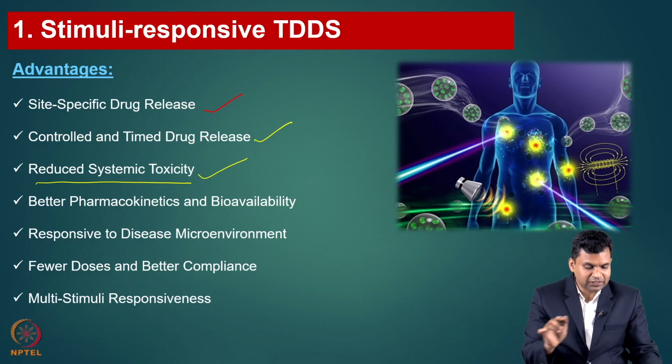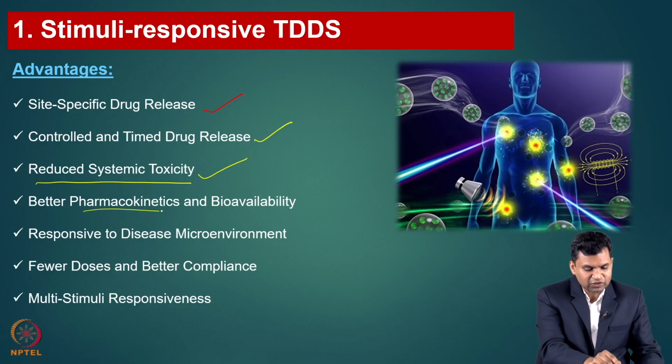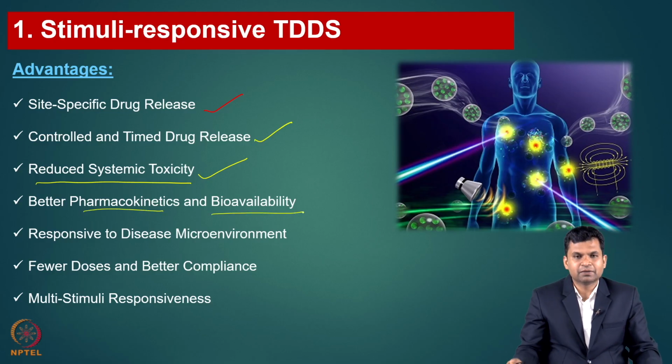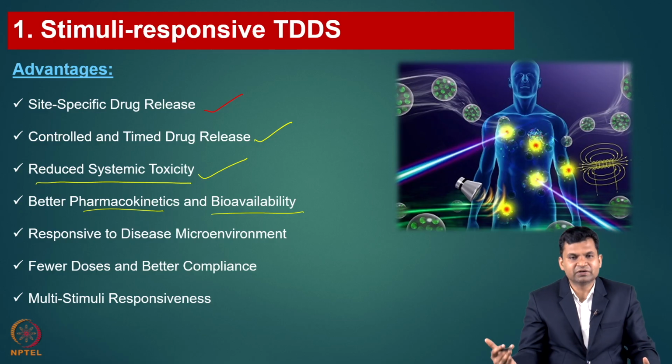Now, yes, you can also modify your pharmacokinetic profile and the bioavailability. By modifying the stimuli responsive system, you can change the absorption at the intestine and in the stomach, and also we can expect high bioavailability compared with the conventional system.